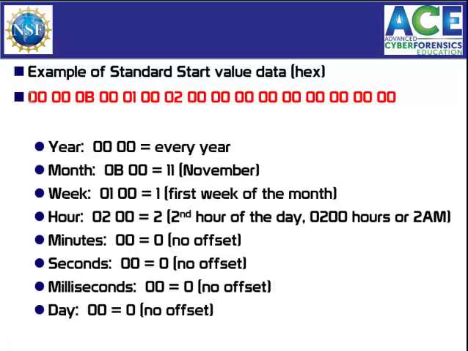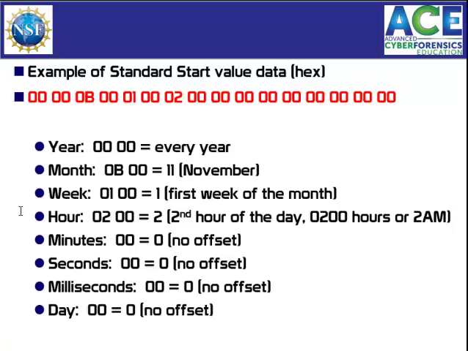The next 2 bytes is 0100. When you interpret that from hex to decimal, you get a value of 1, which means that standard will start in the first week. So far we know that standard will start every year. It will start in the 11th month of the year during the first week. The next 2 hex values is 0200. And when you translate that to decimal, you get a value of 2, which means that standard will start in the 2nd hour of the day, or at 0200 hours or 2 a.m.